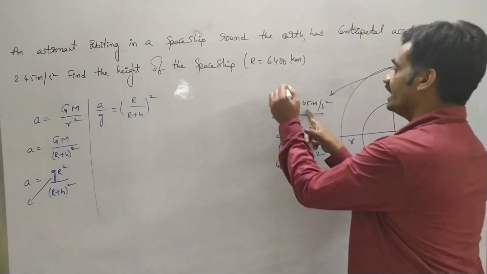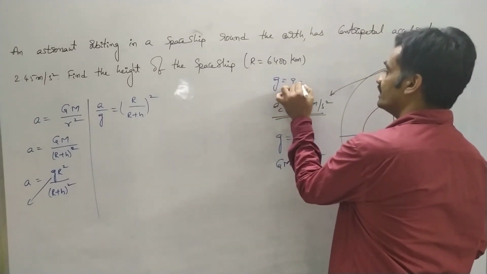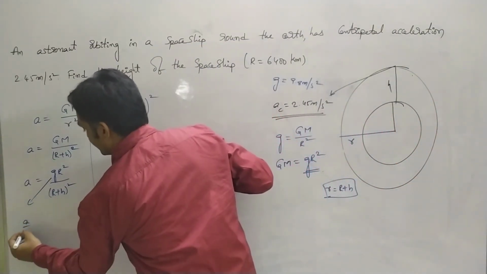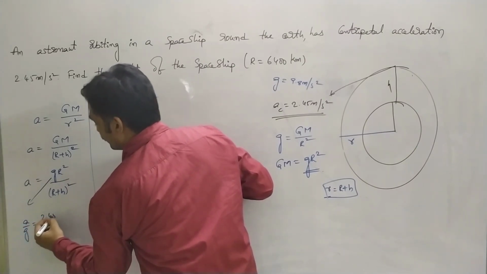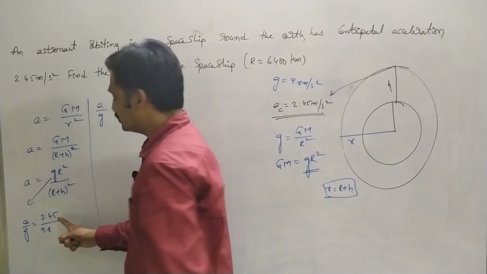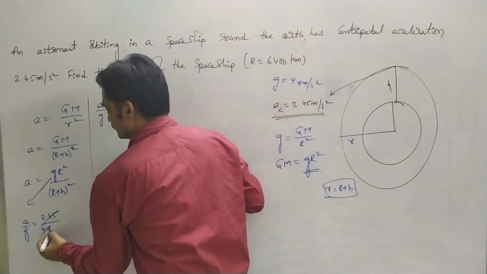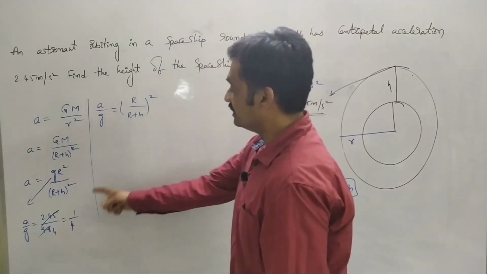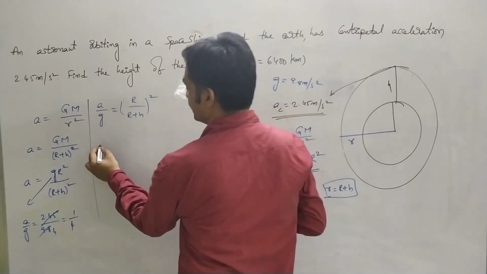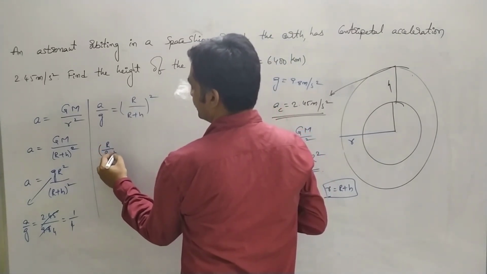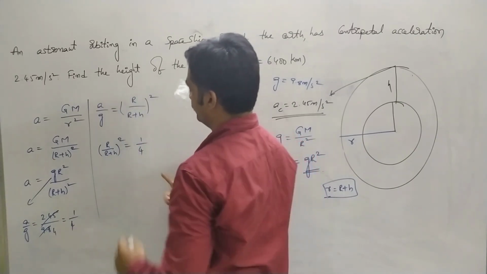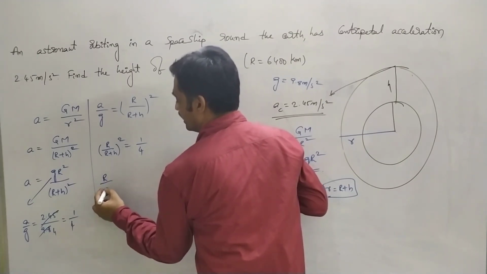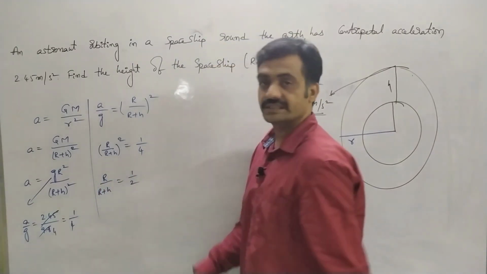Now we have to find the value of a by g, where a equals 2.45 meter per second square, and we know the value of g as 9.8 meter per second square. As we substitute these values, a by g is 2.45 by 9.8. After that, 2.45 four times gives 9.8, so a by g equals 1 by 4. In the place of a by g we substitute 1 by 4. As we substitute, R square by (R plus h) whole square equals 1 by 4. Let's apply square root on both sides. As we apply square root, R by (R plus h) equals 1 by 2.